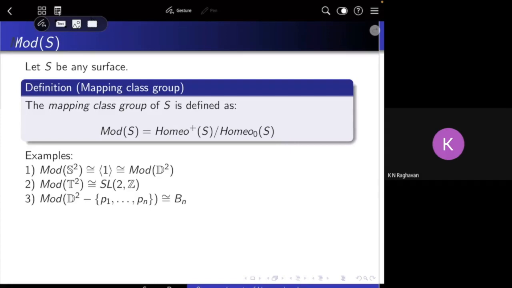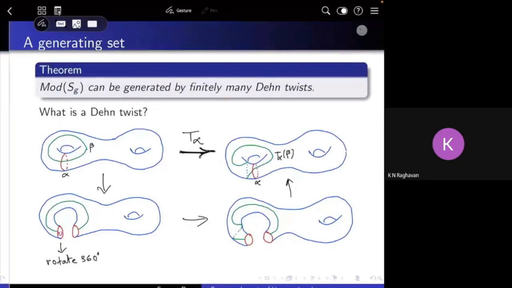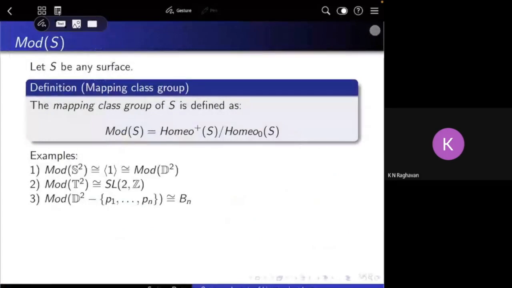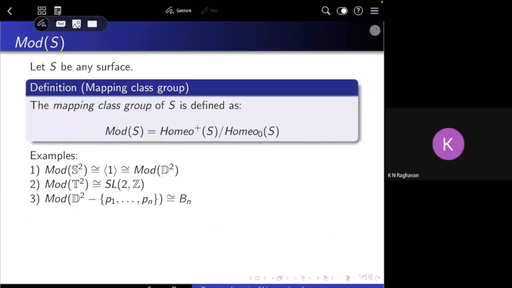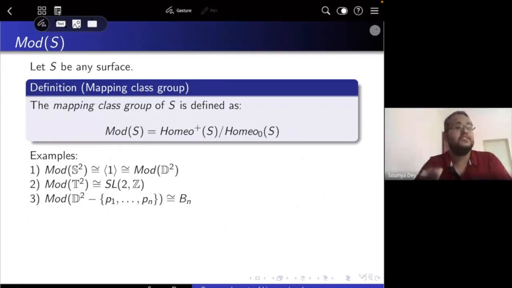Could you, since it's an important thing, clarify once again what the right-hand side is in this definition of Mod(S)? Just repeat the definitions, please. Yeah. So it's a quotient group. You have Homeo+ of S, which is a group, and you have Homeo_0 of S, which is a normal subgroup of Homeo+. So you are basically quotienting this as groups. Homeo+ of S is the orientation preserving self-homeomorphisms of S, and Homeo_0 of S is all the maps in Homeo+ which are isotopic to the identity map.